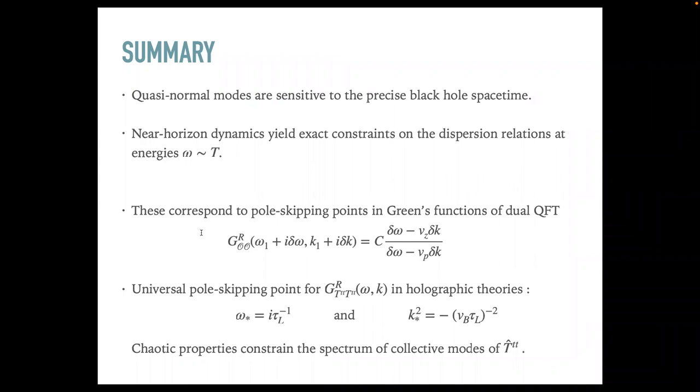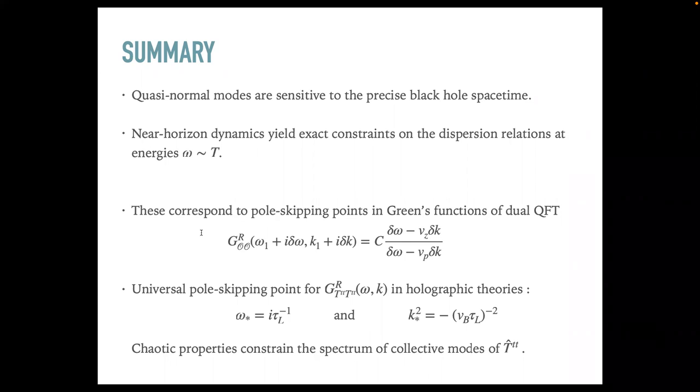So the summary is, quasi-normal modes are properties of a black hole spacetime, and the general spectrum depends on exactly which spacetime we're talking about. However, a simple analysis of dynamics near the horizon gives us exact constraints on what the dispersion relations have to be at energies of order the temperature. Or in the language of the quantum field theory, this simple analysis tells us that we have to have pole skipping points at certain frequencies and certain wave numbers in the retarded Green's functions.